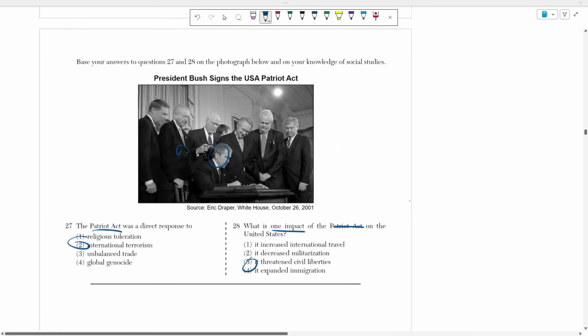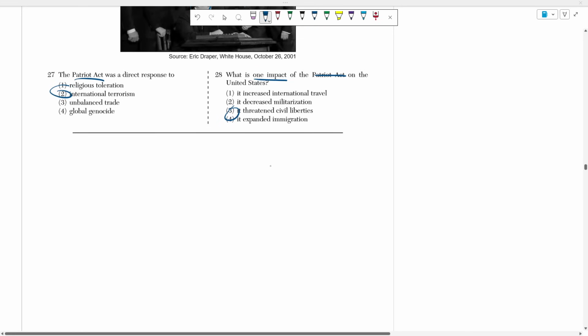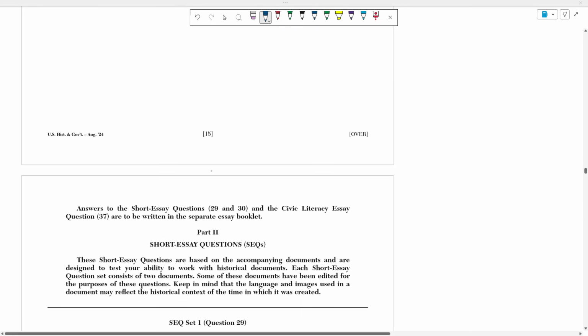So I apologize for the very long explanation for this entire section. I'm not really feeling that well, but we have made it to the end of the first part.